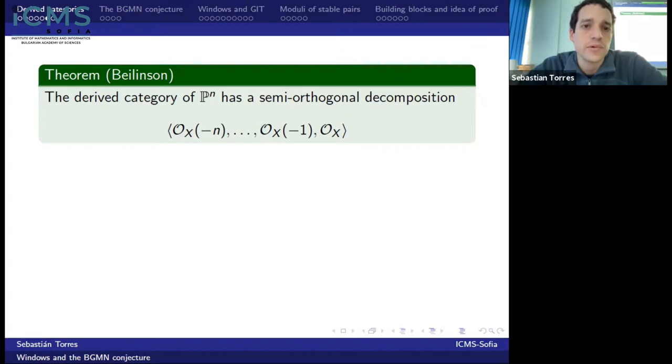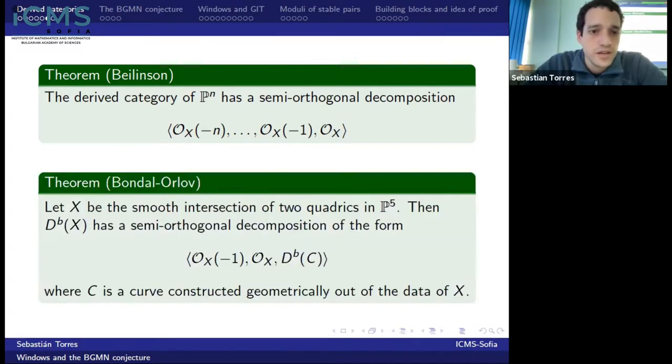And if you think about what it means for this to be semi-orthogonal, for example, if you go from right to left, there should be no morphisms. That means there should be no Ext. So for example, from O to O(-n), there's no Ext, meaning that this bundle has no cohomology, and that's true. That's something that can be computed explicitly. So that makes this a semi-orthogonal decomposition. Although it's more work to show that it actually generates the whole thing, it can be shown.